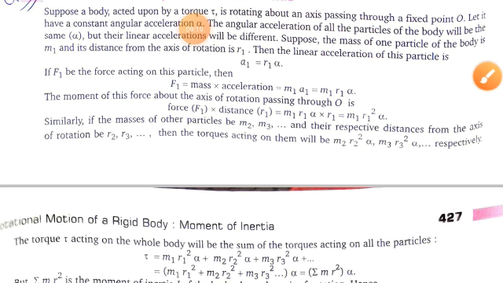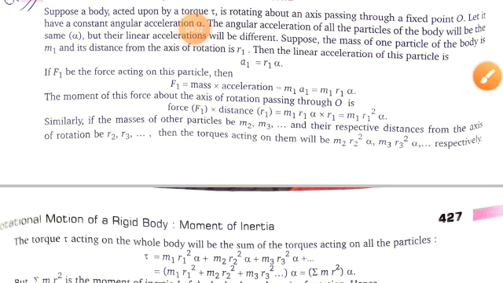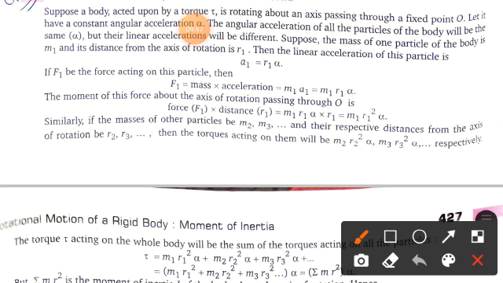Clear? So if we suppose F1 is the force acting on the particle, then F1 equals how much? Mass into acceleration, m1 a1. In place of a1, you can write from this formula r1 alpha. So this changes to m1 r1 alpha. Moment of this force about the axis of rotation passing through O is how much? You know it very well. Force into distance. Clear? Tau equals F into D. So in place of force, you put this relation, and in place of D, you put r1. So it changes into m1 r1 square multiplied by alpha.